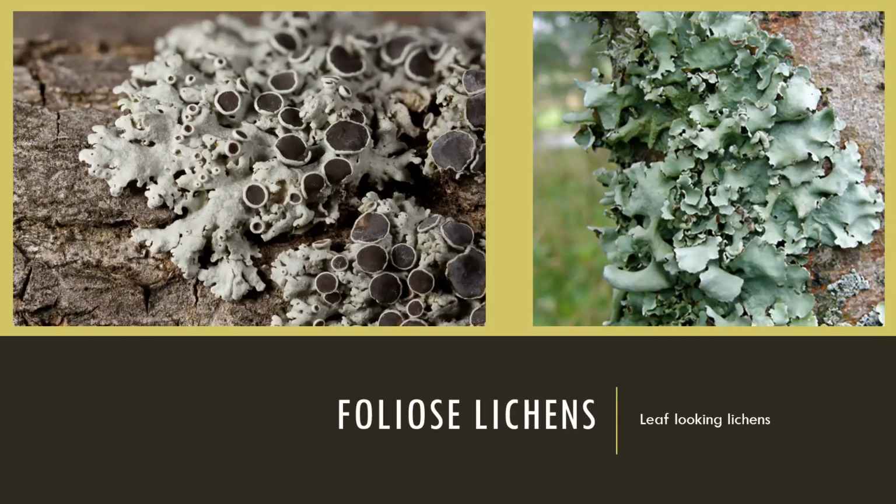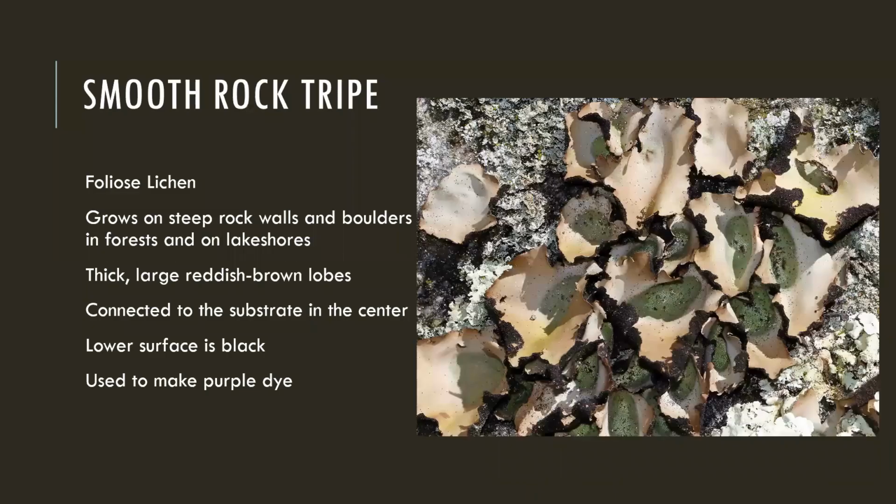Now we're going to move on from the crusty scab looking lichens and go to the foliose lichens and look at these. So smooth rock tripe is found throughout Destruction Brook Woods on the Blue Trail there in Happy Valley on the rock outcrops. I've also noticed it today. It's growing on the stone wall along Fisher Road as well.